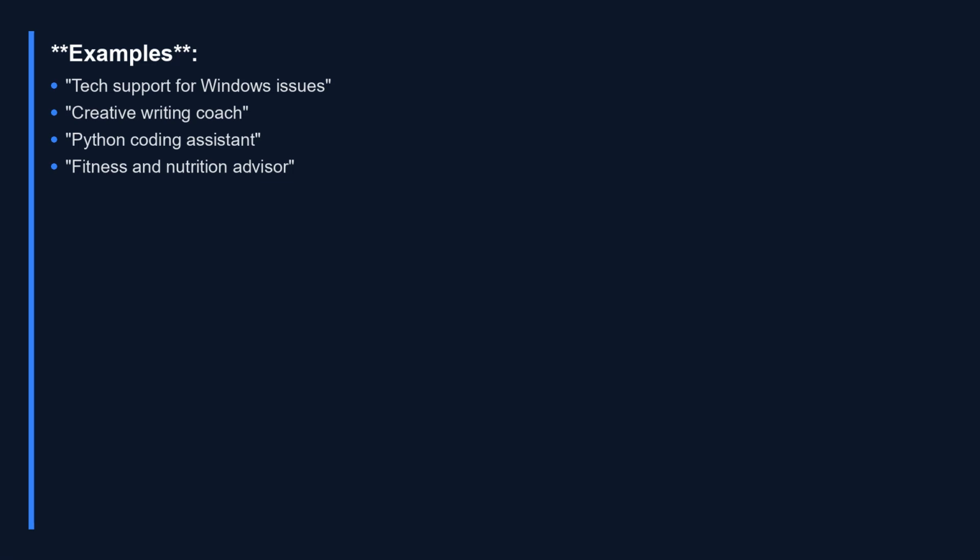The role defines the assistant's domain and identity. Tech support for Windows issues, creative writing coach, Python coding assistant, fitness and nutrition advisor. Each of these implies a completely different vocabulary, a different depth of expertise, and a different kind of user. Pick one and commit. Your entire dataset will be built around it.